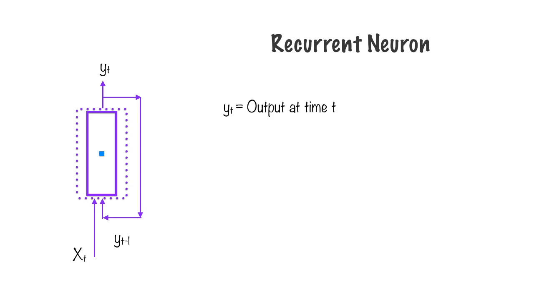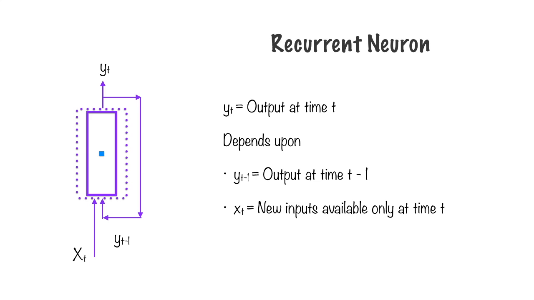Now, let's look at all the labels that we've seen in this recurrent neuron. y of t is the output at time instance t. The value of y at time instance t depends on two bits of information. It depends on y of t minus 1, which was the output of the same neuron at time t minus 1. In addition, y of t depends on x of t. These are new inputs to the recurrent neuron, which are only available at time t. They were not available earlier.